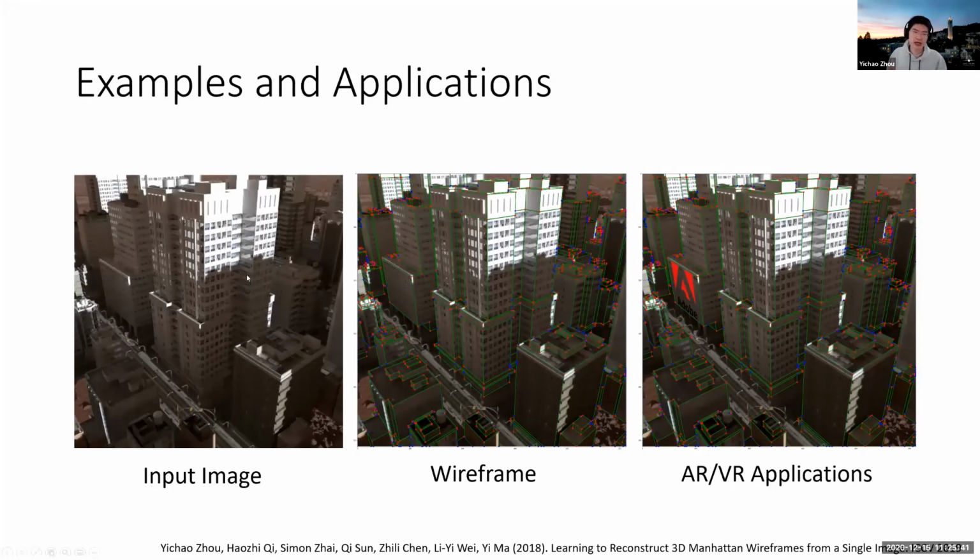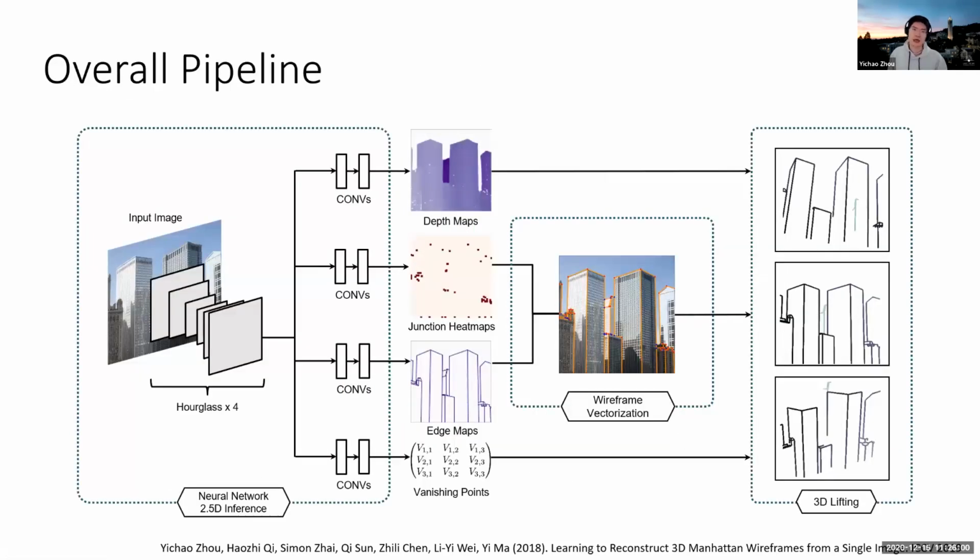With this, if we can reliably detect the wireframe, then it's easy to build some AR/VR applications. You can easily detect all the planes from images and maybe add a logo to the building, right? This is work I did at Adobe, where we put an Adobe logo onto the images. How do we do that?